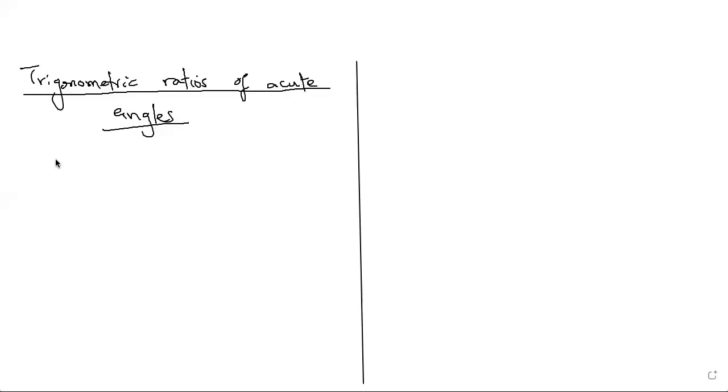So hello, this is the third part of the video series on solving triangles. Today we are going to look at trigonometric ratios of acute angles. By acute angles, I mean angles less than 90 degrees. So what are the common trigonometric ratios we look at?